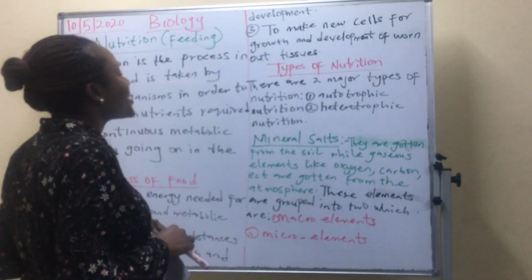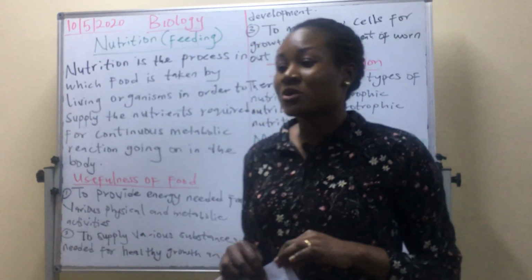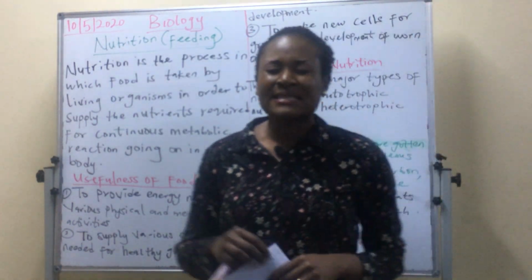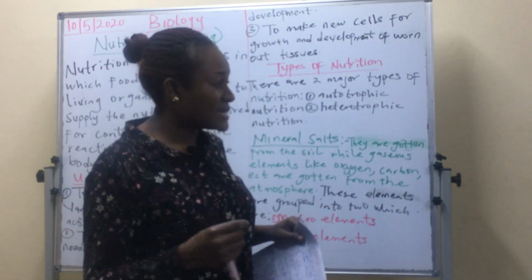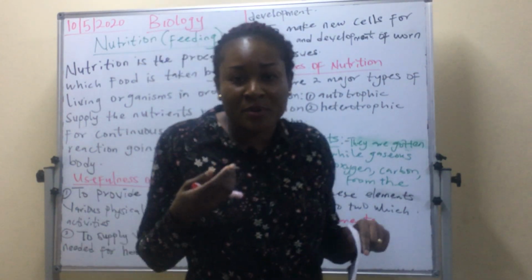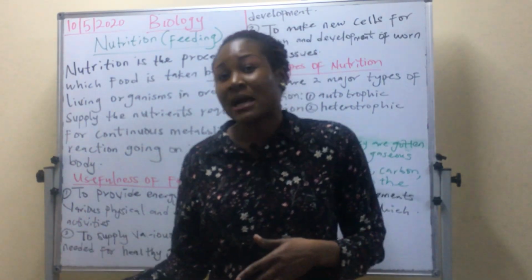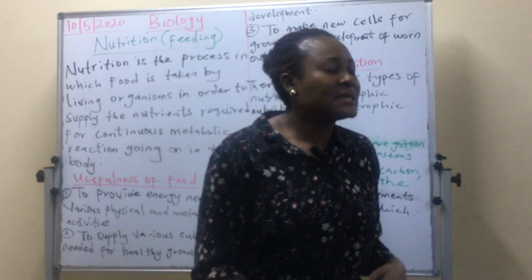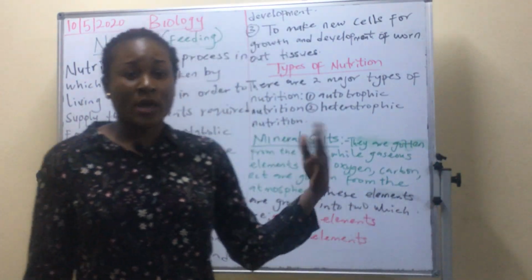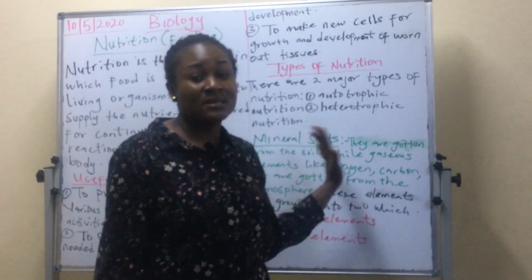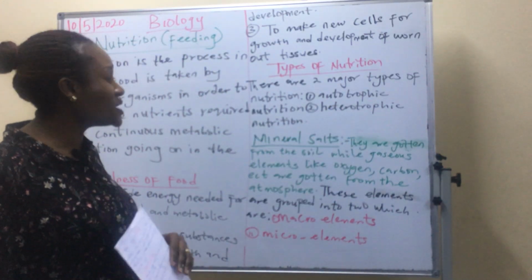Then the second type of nutrition is heterotrophic nutrition. Heterotrophic nutrition is a mode of nutrition whereby living organisms depend directly or indirectly on plants to get their food. For example, we human beings can't make our own food. We depend on plants and on other animals for our food. There are also types of heterotrophic nutrition: we have symbiotic nutrition and parasitic nutrition, and these are the few I will mention.